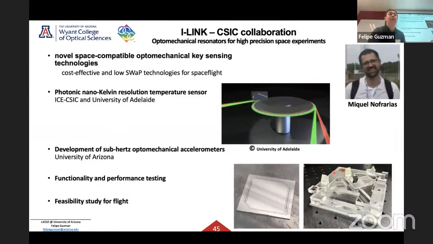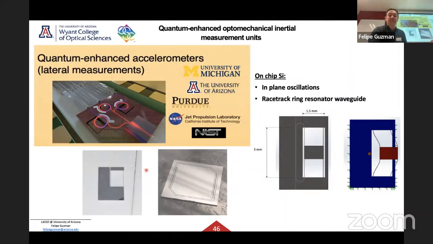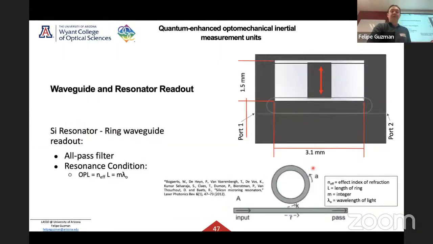There's no more, or there would be no more placing of compact optical objects in alignment that is honestly very tricky. You just, in the same chip, fabricate the resonator and the waveguides that would measure the motion of the test mass. That is our goal. And of course, we want to do within this project some technology transfer between what Mikel is doing and what we are doing in Arizona to develop new types of sensors for scientific missions.